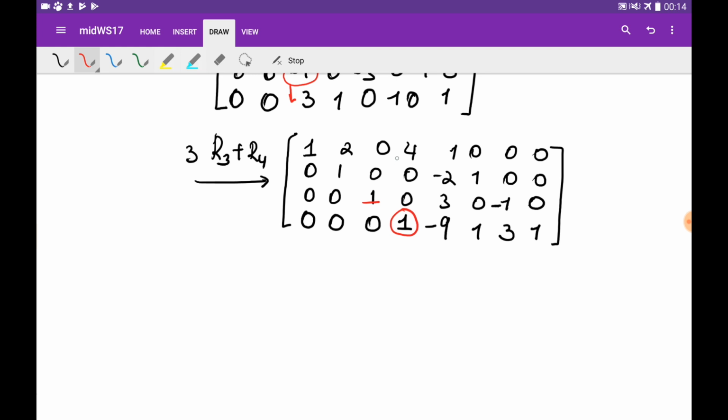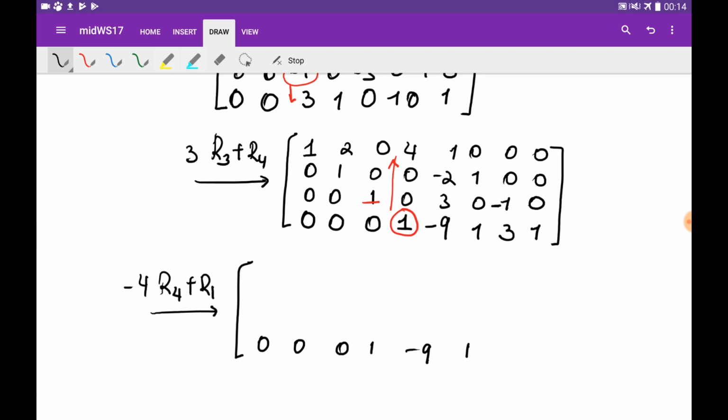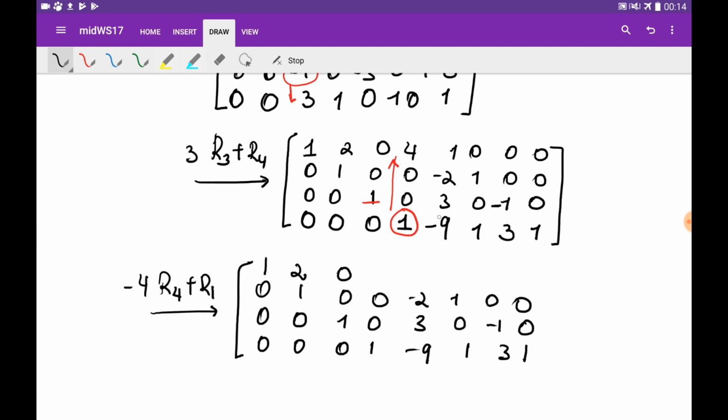So I need to choose this pivot and eliminate the entry above this pivot. In order to do this, we multiply the fourth row by minus 4 and add this to the first. In this case, we're going to obtain 0, 0, 0, 1, minus 9, 1, 3, 1. So if I multiply the last row by minus 4 and add this to the first one, this is going to be 0 here. 9 multiplied by minus 4 is 36, plus 1 is going to be 37. 1 multiplied by minus 4 plus 0 is minus 4, minus 12, and minus 4.